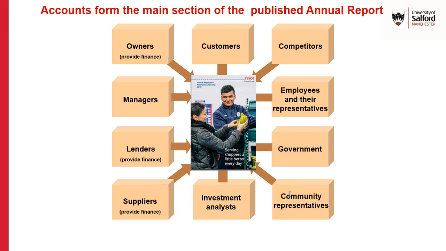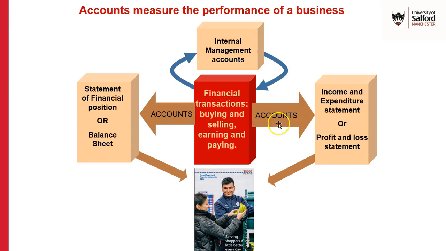Community representatives, pressure groups of all sorts will be interested in the accounts and what they have to say about various aspects that they're interested in. So maybe a pressure group for organic farming will have a look at the accounts to see if there are any initiatives announced in the annual report. And investment analysts will be chiefly interested in the annual report and financial statements, in other words, the balance sheet and the profit and loss account, along with all the notes that accompany those statements.